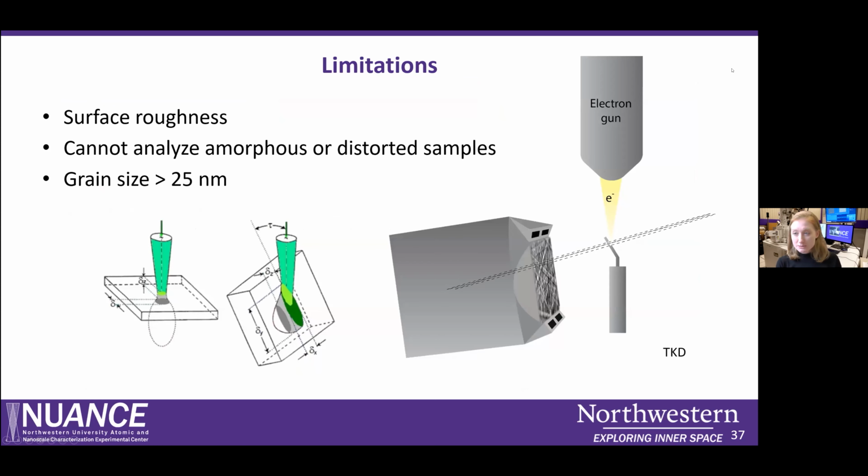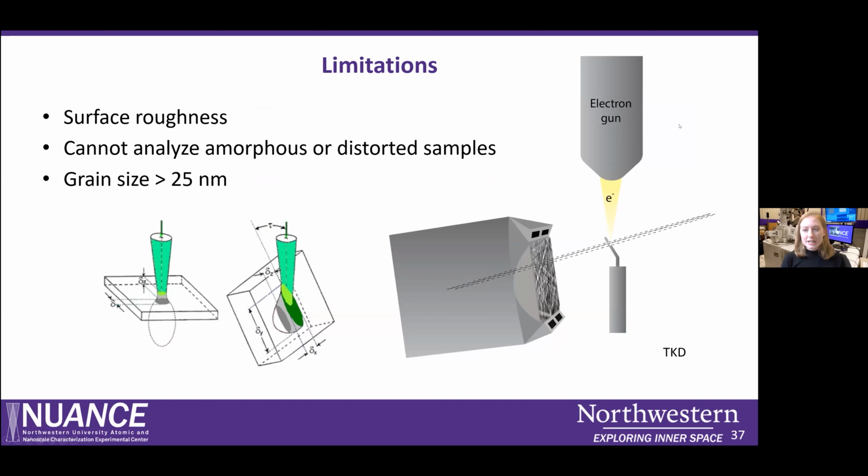EBSD does have some limitations. You can't analyze rough surfaces. This interferes with the diffracted electrons making it to the detector. So you have to have a really fine final polishing step, either ion milling or electropolishing, and you obviously cannot analyze amorphous or distorted samples because they don't have crystal structures, which is why this is an analysis that's typically used for metals, alloys, and geological materials.